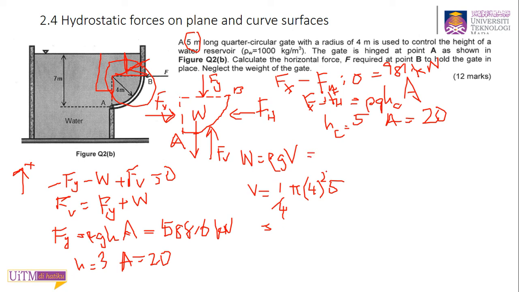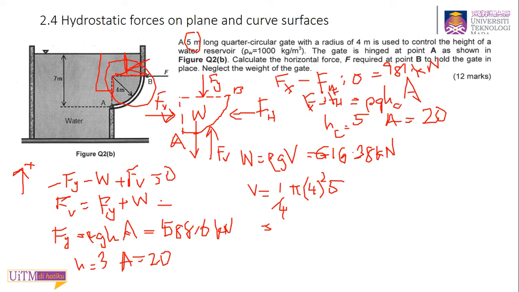W berapa Faris? Rho GV. Berapa Faris? Ataupun anyone yang dah kira? 616.38 kilonewton. Thank you. Thanks Dualia. Okay, 616.38.